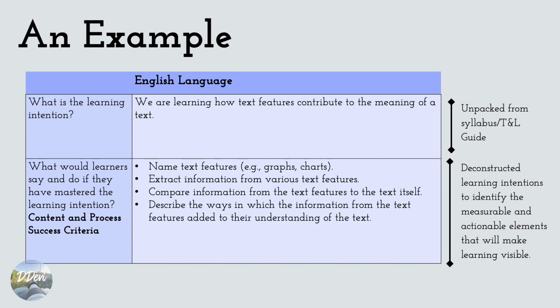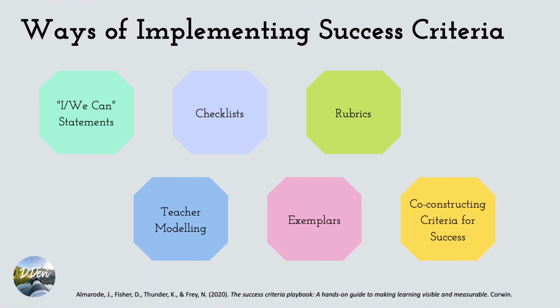Teachers can collaboratively engage in discussions to deconstruct learning intentions to identify the measurable and actionable elements that will make learning visible. The remaining set of slides will be sharing with you 6 ways of implementing success criteria in your classes. They are using I and we can statements, checklists, rubrics, teacher modeling, exemplars, and co-constructing criteria for success.